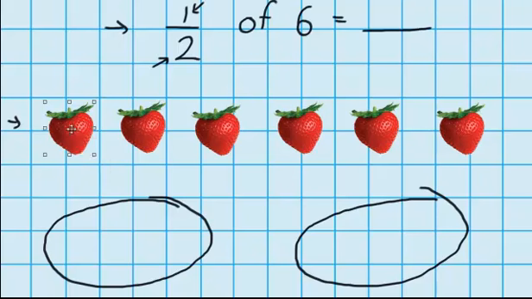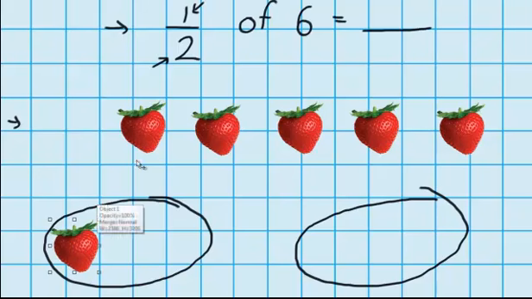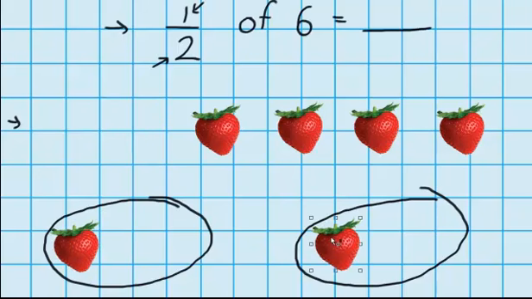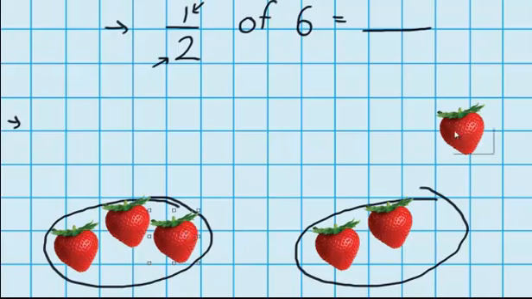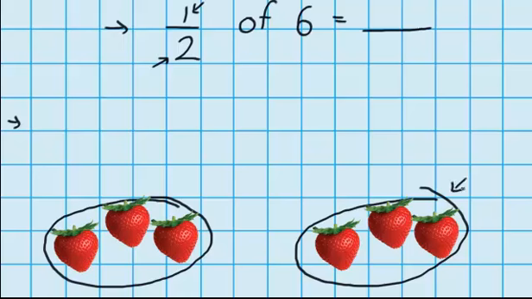So I'm going to put this strawberry here, and my next strawberry in the other group. This strawberry in here, and this strawberry goes into the other group. This one into my first group, and this one into my second group. And you can see I've now shared out all of the strawberries. So now you can see there are 3 strawberries in each group. So half of 6 equals 3. Let's try one last question.